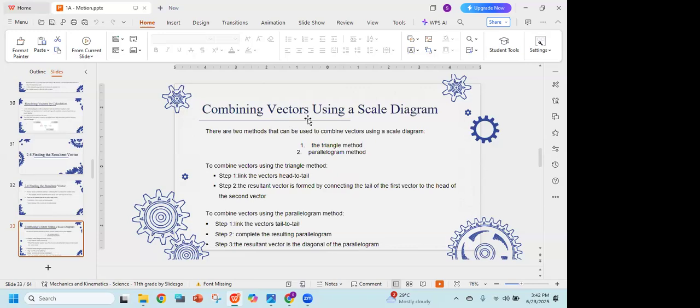So this is where you're combining vectors using a scale diagram. Now I gave you a brief of how you do it. Now we are going to look in detail how it is done. When you combine, there are two methods that you can use to draw this based on a scale diagram. One is called the triangle method. The other one is called the parallelogram method. To start with, whether you're going with the triangle or the parallelogram method, the first step is to link the vectors head to tail.